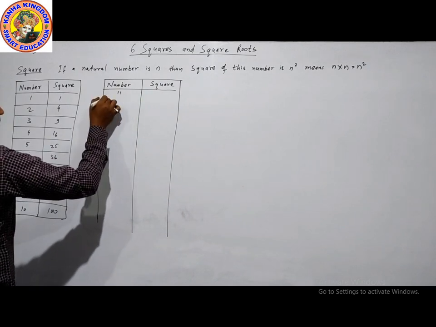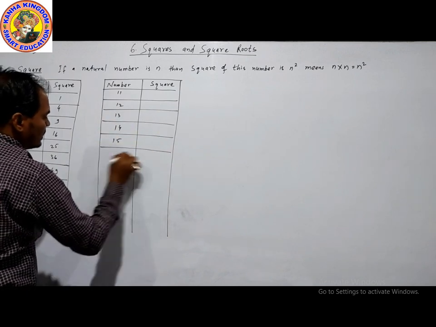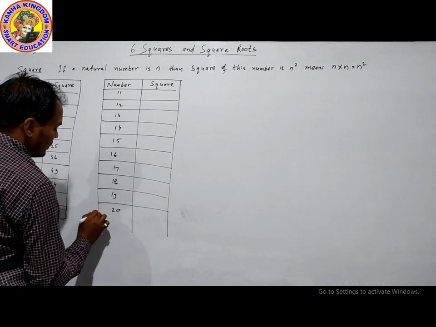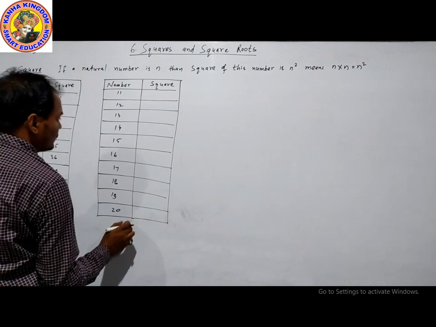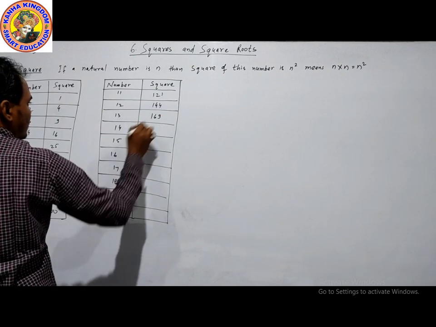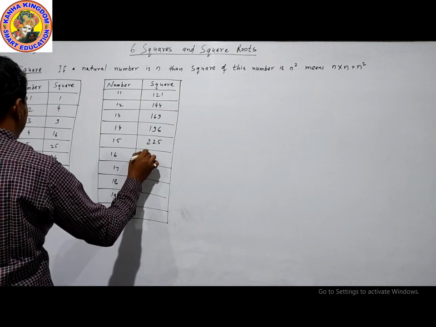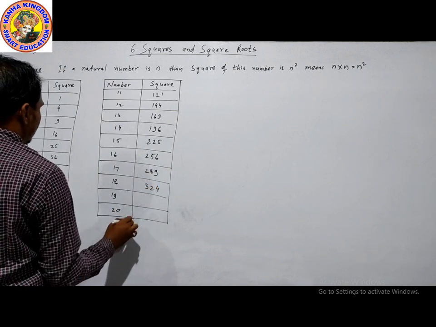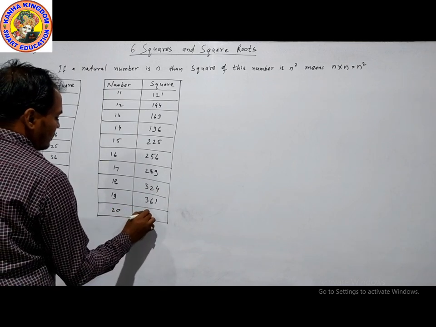Now number and square of this. After 10 come 11, 12, 13, 14, 15, 16, 17, 18, 19 and 20. 11 square means 11 into 11, 121. 12 square is 144, 13 square 169, 14 square 196, 15 square 225, 16 square 256, 17 square 289, 18 square 324, 19 square 361, 20 square 400.